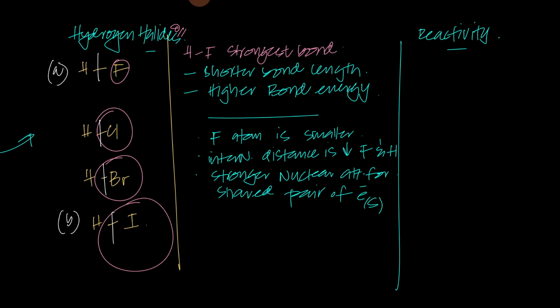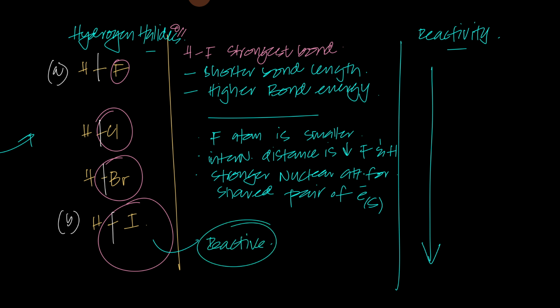So for reactivity of hydrogen halides, is it going to increase or decrease down the group? All of you are saying that it's far easier to break the HI bond. Therefore, it's very easy for this to react. So this is the most reactive out of all of them. So reactivity for hydrogen halides down the group increases.